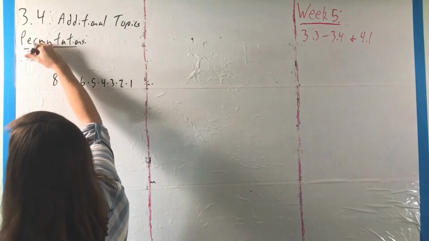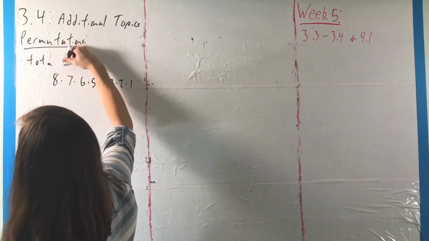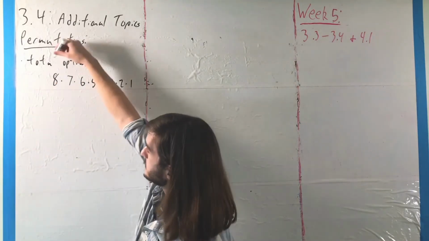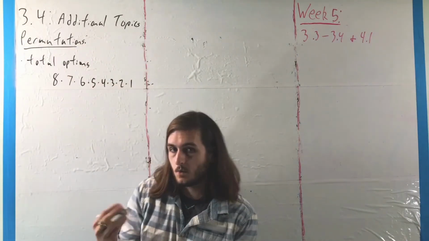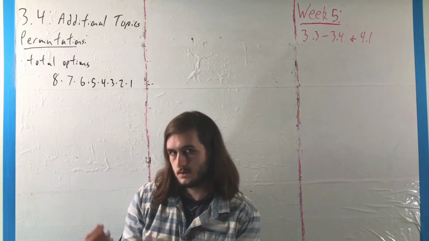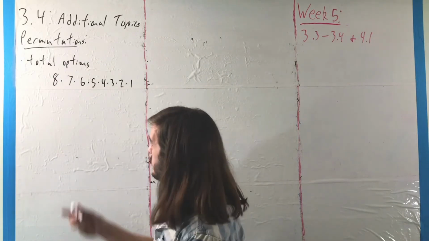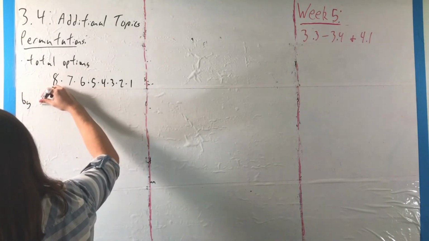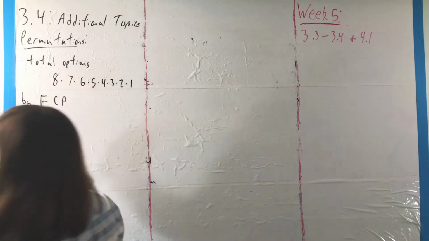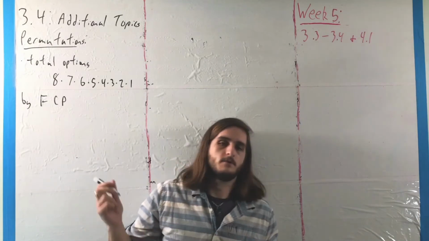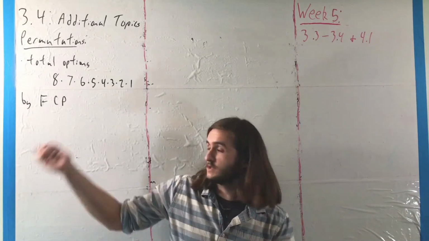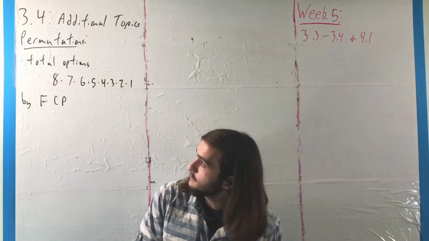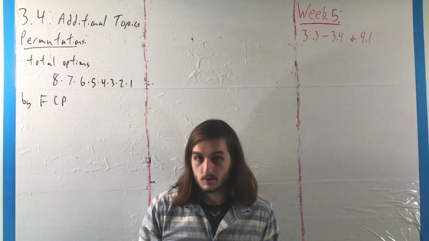So if we wanted the total number of ways that we could select the order for the racers, I mean, see who came in what position, we get that by the fundamental counting principle. Because you've got 8 for the first, 7 for the second, 6 for the third, and so on, you just multiply them out. That's what the fundamental counting principle says: if you want the total number of options, you multiply the number of options for each case.